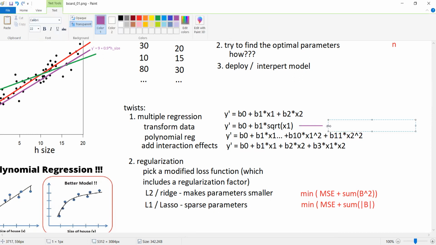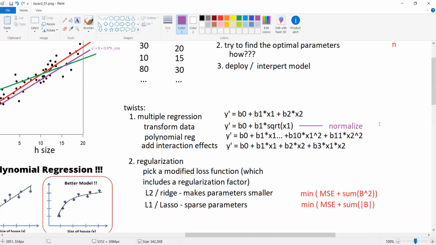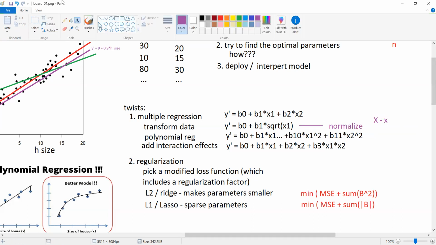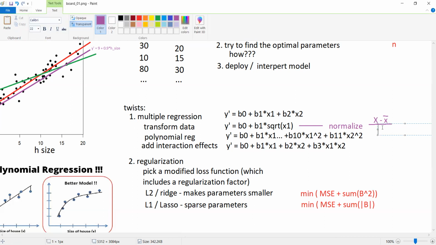There is one transformation of the data that is very common and good to use, and it's called normalizing the data, or z-scoring the data. So instead of using the values of the data, we convert them into z-scores by taking each value x and subtracting the mean, x hat, and dividing by the standard deviation, Sx.